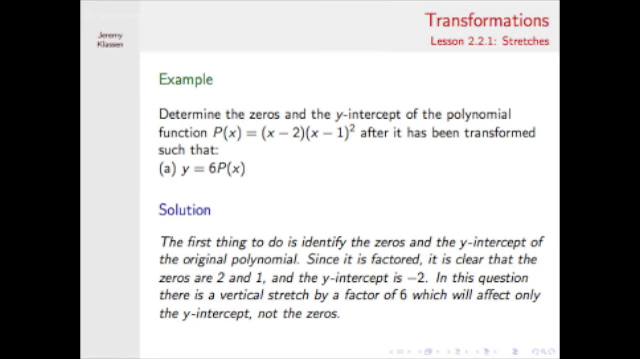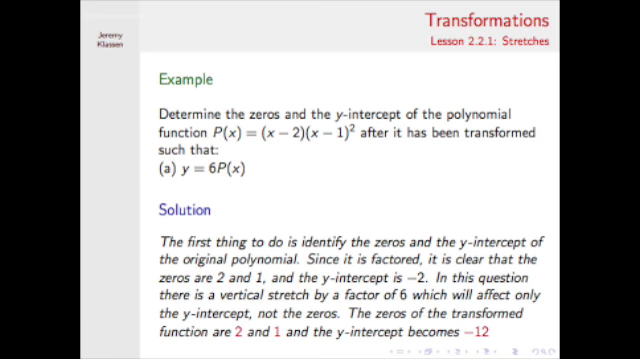And now we consider the transformation. In this case, it's a vertical stretch by a factor of 6, and that is only going to affect the y-intercept, not the zeros. Anything on the x-axis is going to be invariant under a vertical stretch. So the zeros will remain 2 and 1, but the y-intercept is going to become -12. We're going to multiply that -2 by the 6.